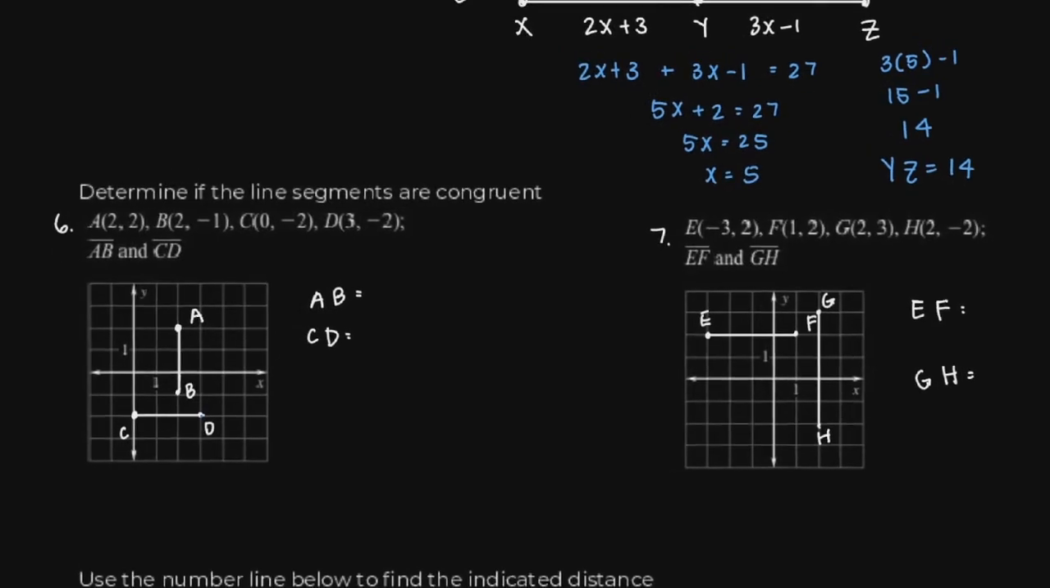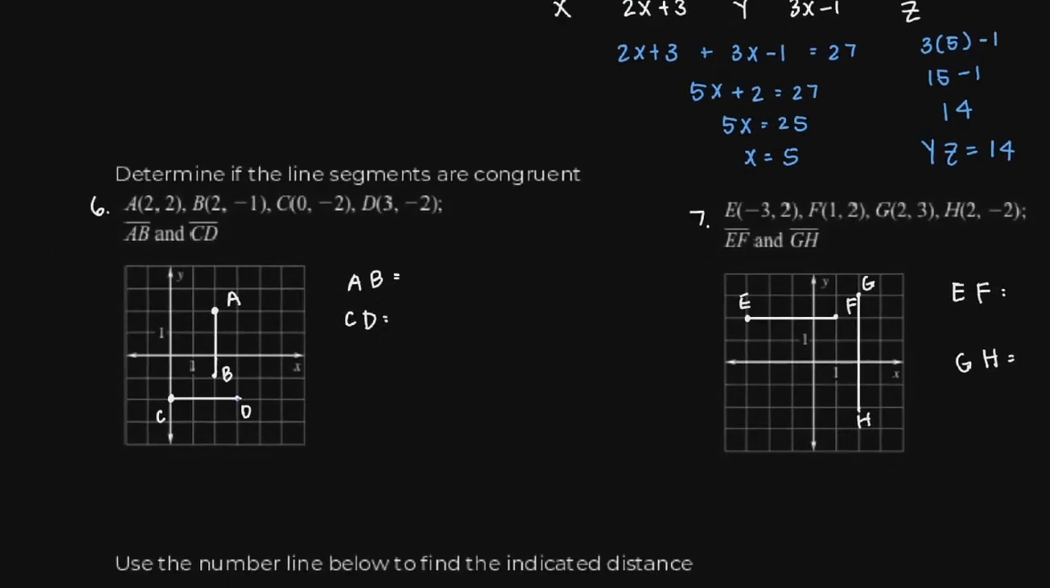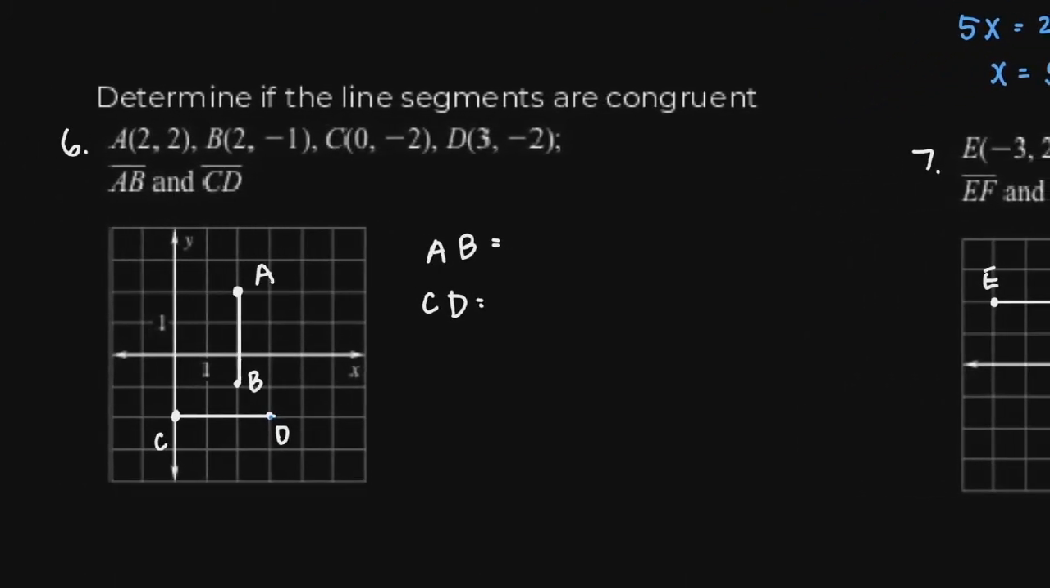Okay, in the next section, we want to determine if the line segments are congruent. So I already plotted the points for the problem, and what we're going to do now is find the distance. So what you can do if you have a graph is to count if there are horizontal or vertical lines. So from A to B, that is 1, 2, 3. So AB is 3 units. And from C to D, that would be 1, 2, 3. So this is also 3 units.